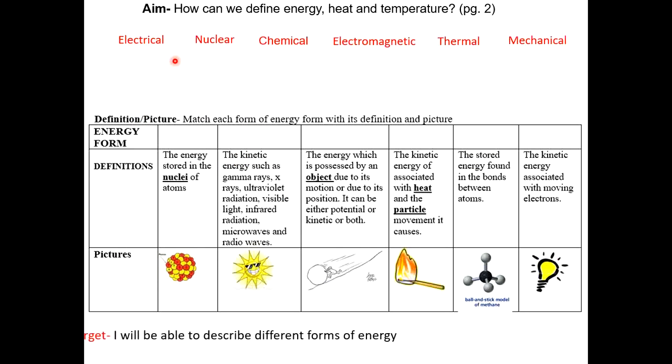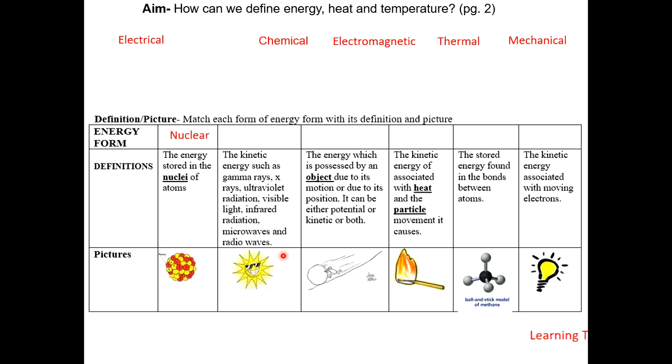Now we're going to match the type of energy with the definition in the picture. The first one is the energy stored in the nuclei of an atom. That is nuclear energy. The kinetic energy, such as gamma rays, X-rays, ultraviolet, visible light, infrared radiation, microwaves, and radio waves, that is electromagnetic.